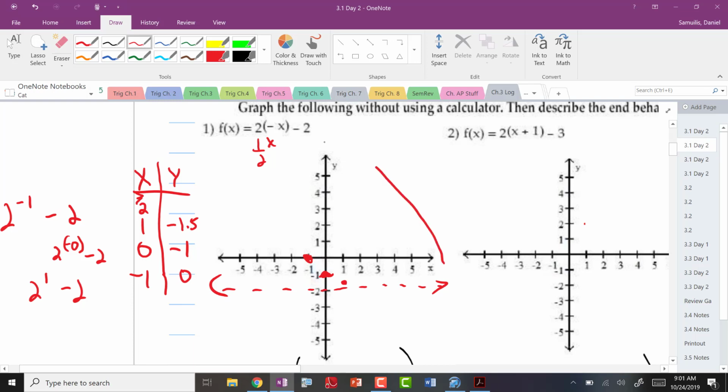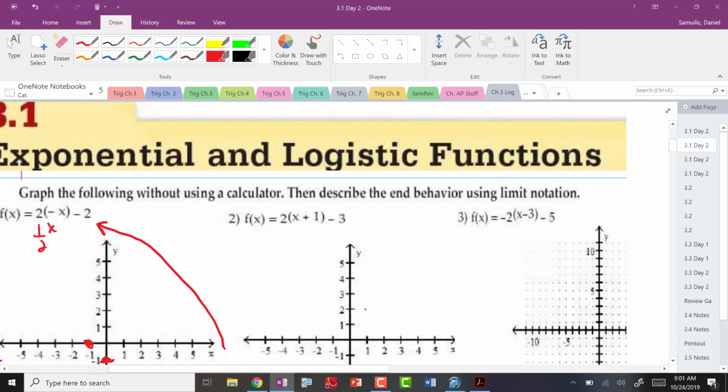Oh, okay, this makes sense. What does that -2 do? What does that do to a graph? What does a -2 in a function do on the outside? Pulls it which direction? Down. Down how many? 2. So now it makes sense.